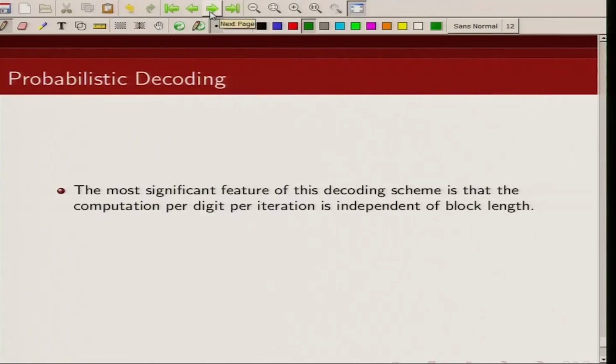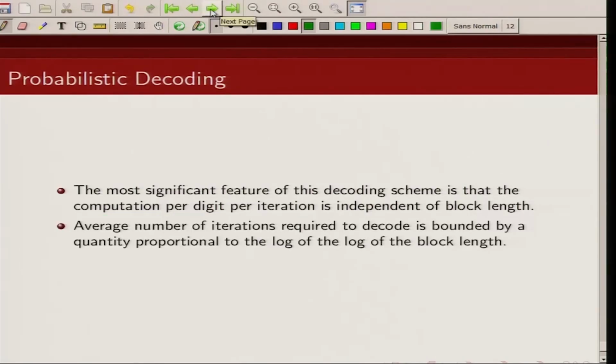In fact, the beauty of this algorithm is you can do this whole operation in parallel. One of the nicest features of this algorithm is that computation per bit per digit is independent of block size, and the average number of iterations required to decode is typically bounded by log of n. After that, you start getting correlated information back. So, with this we will conclude our discussion on probabilistic decoding of LDPC codes. Thank you.